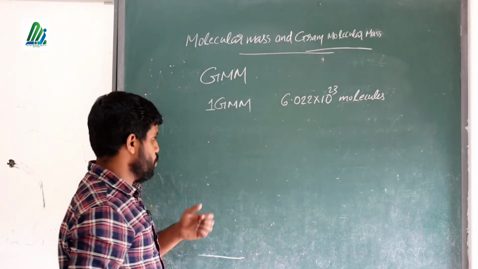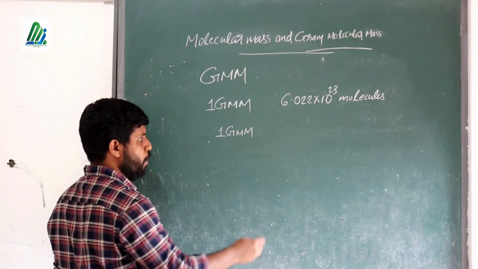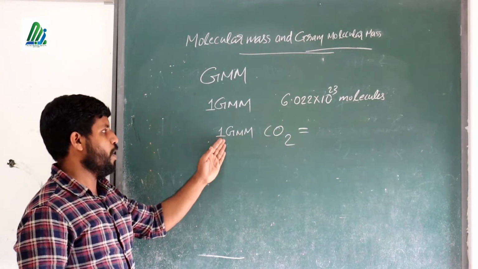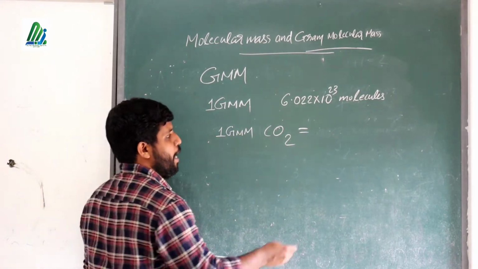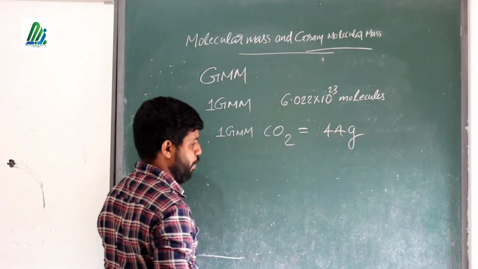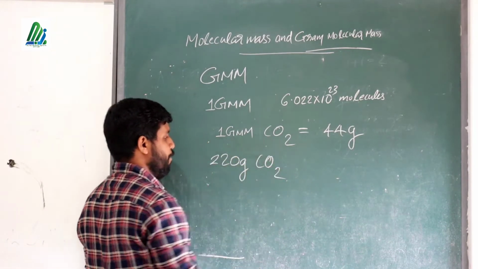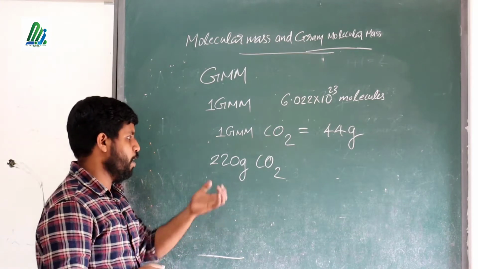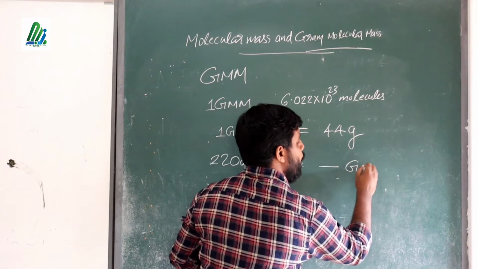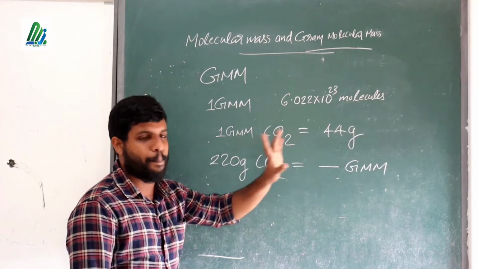Then one question related to that. 1 GMM carbon dioxide, CO2, is equal to 1 gram molecular mass. 1 GMM carbon dioxide is equal to 44 gram. If you find the molecular mass, you get 44, that is 44 gram. The question is: if you take 220 gram carbon dioxide, calculate the number of GMM.